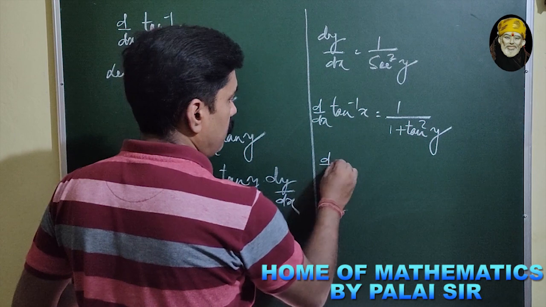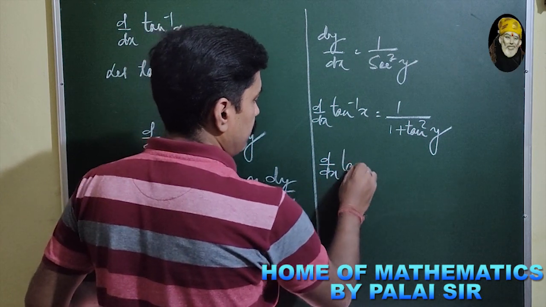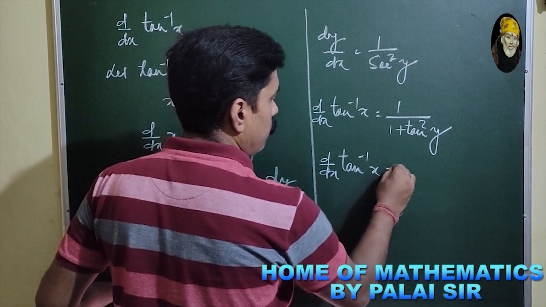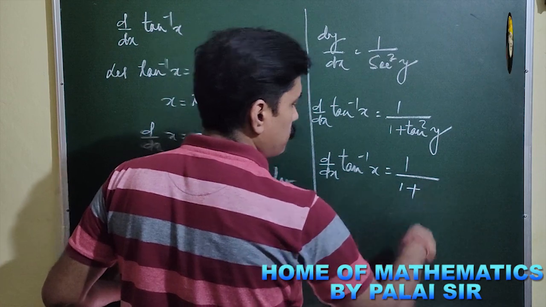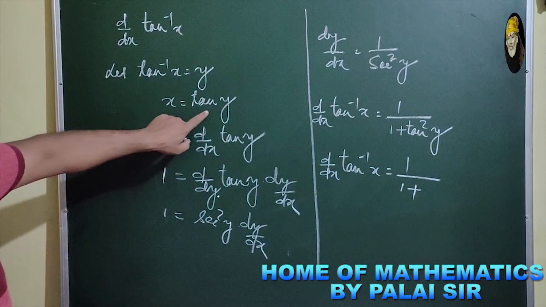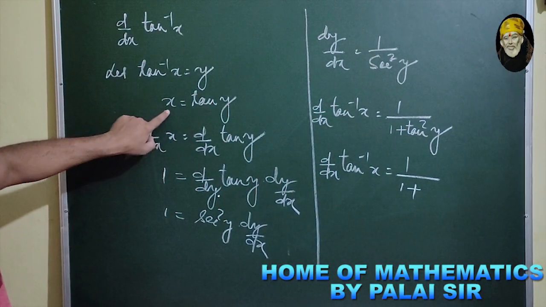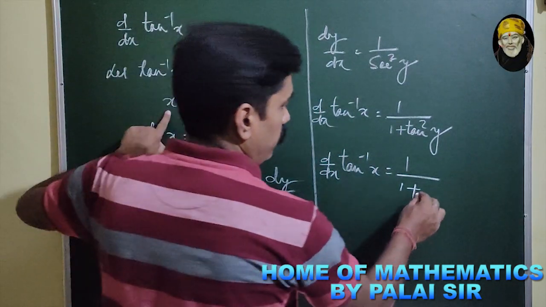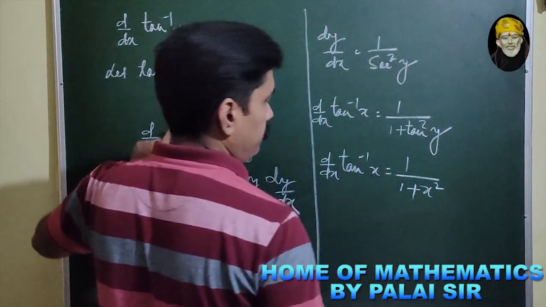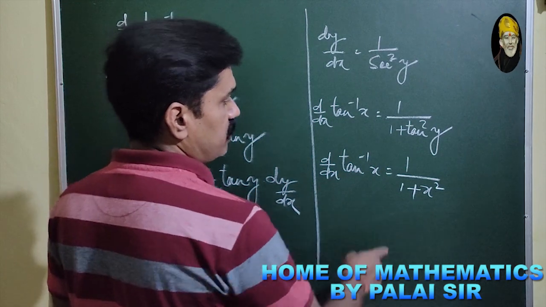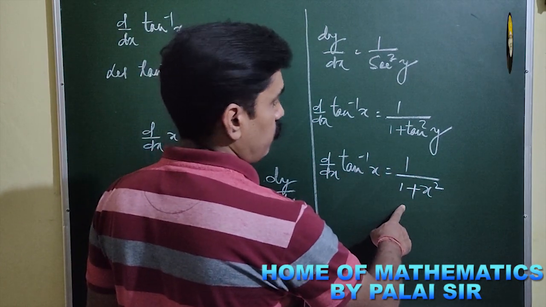So dy/dx of tan inverse x, you are getting how much? 1 by 1 plus tan square y. The value of tan y is how much? That is x. So you put here x, so it will be 1 plus x square. So the derivative of tan inverse x is what? 1 by 1 plus x square.